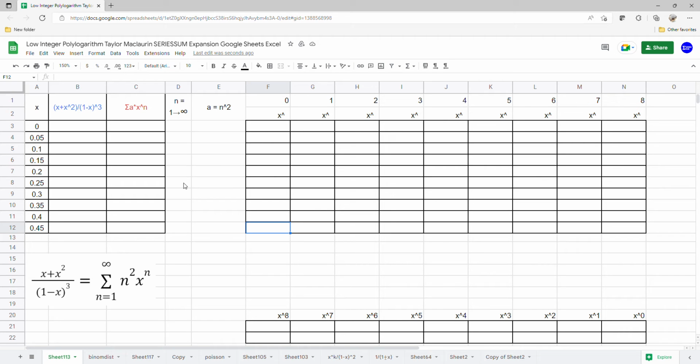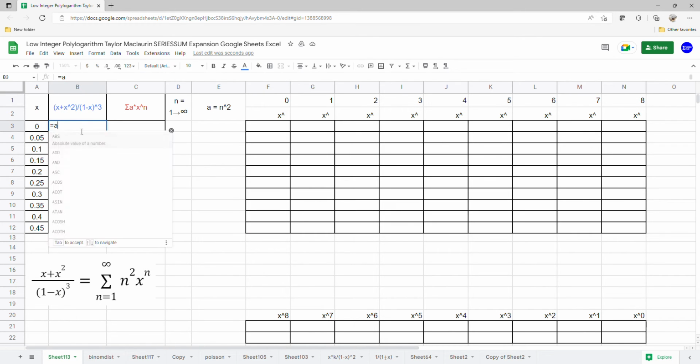In this video, we'll generate the dataset and trend line of the low integer polylogarithm of x plus x squared divided by the quantity 1 minus x raised to the power 3. Begin with the function itself. So array formula.